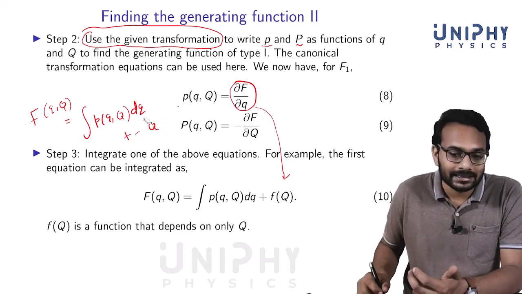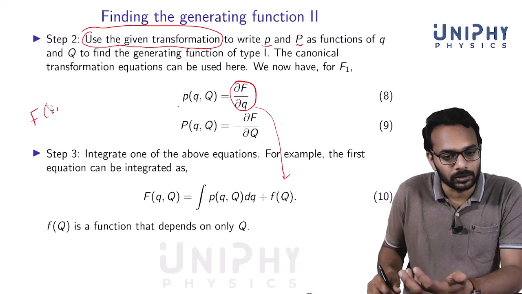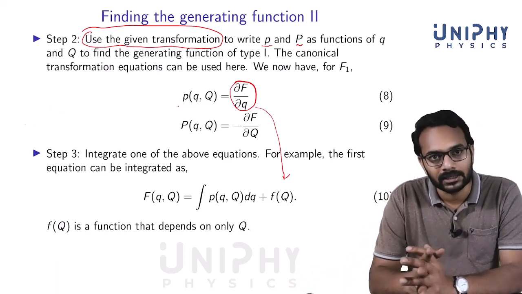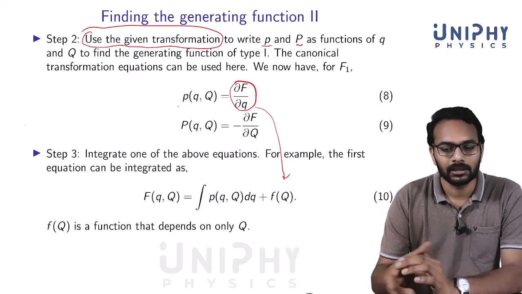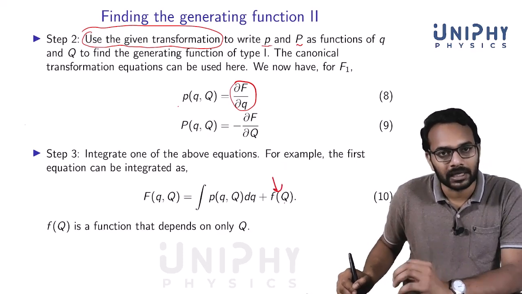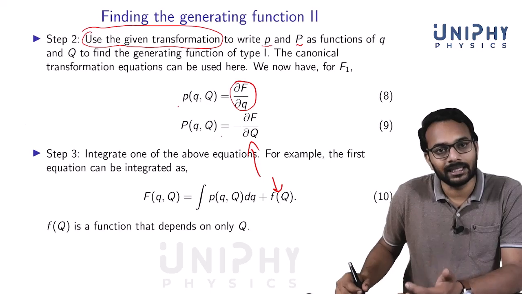In most cases, this term can be set to 0. It will be a constant and it can be put equal to 0. But in some cases, you will have some function of capital Q over here. Right? So in order to fix this f of capital Q, we'll use the second equation, the second transformation equation.